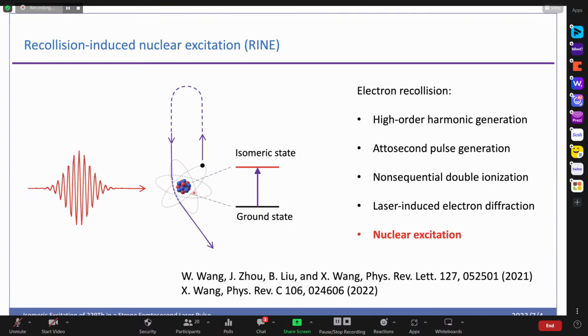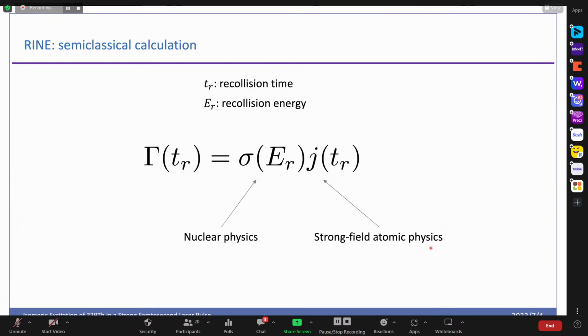Usually, the energy of the recolliding electron is too low to affect the nucleus, but for thorium-229, the nuclear excitation channel is open. So we first use a semi-classical calculation to estimate this recollision-induced nuclear excitation process.